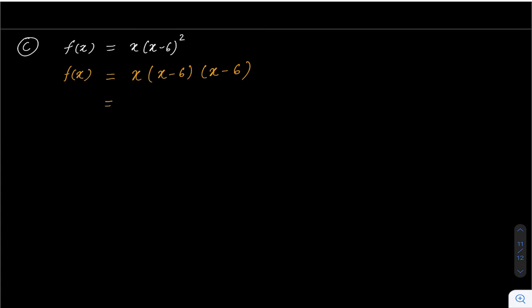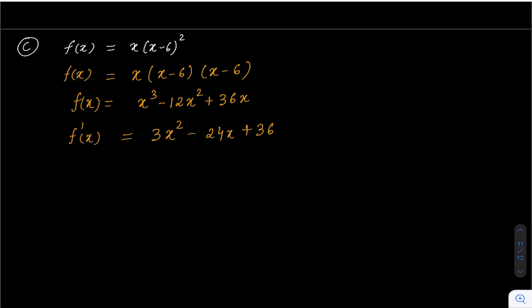We will multiply this. So this will be x cube, and this is 6, so 12, so minus 12x square, and plus 36, so plus 36x. So this will be my f(x) now. So now I will differentiate this. When you differentiate this, you will get 3x square minus 24x plus 36.